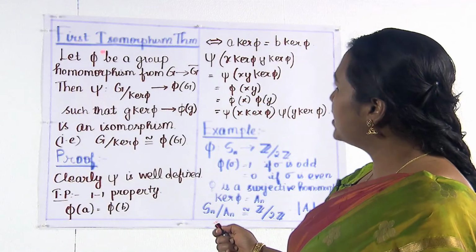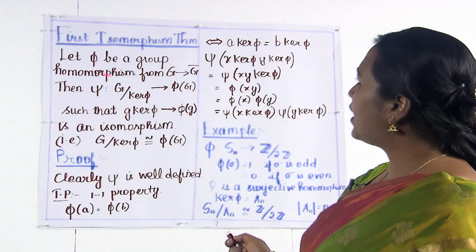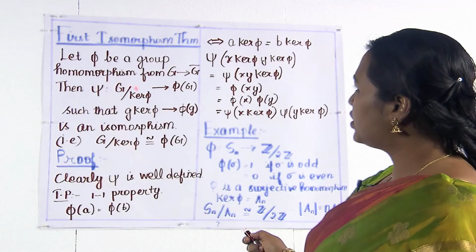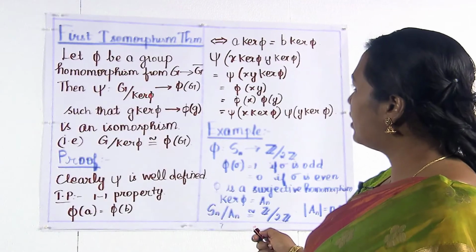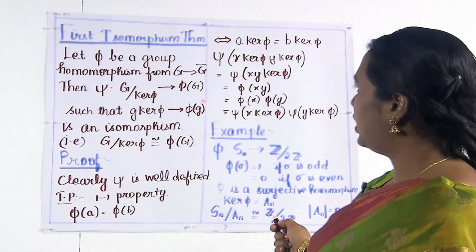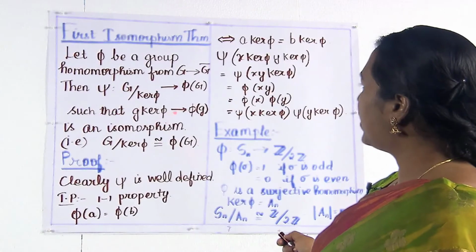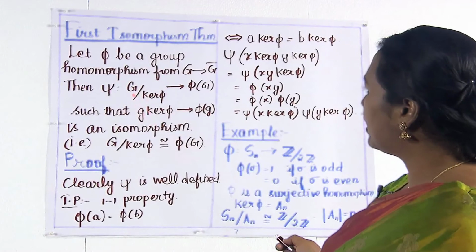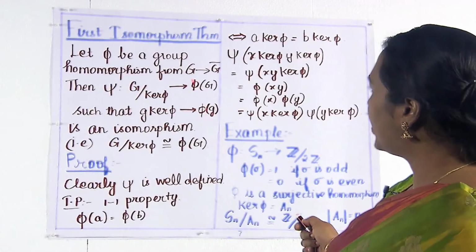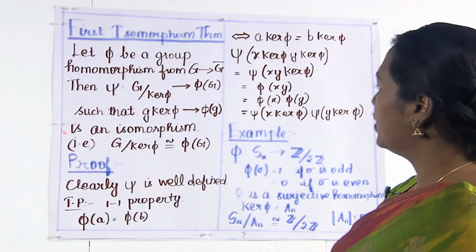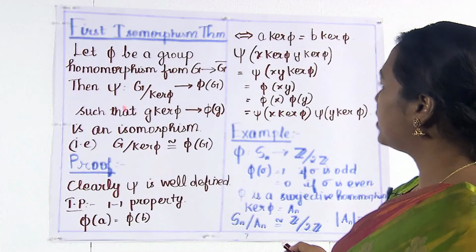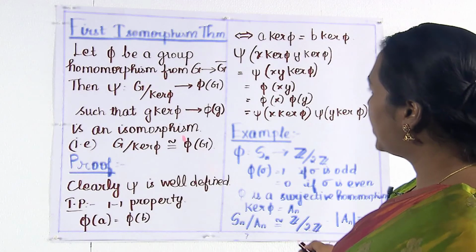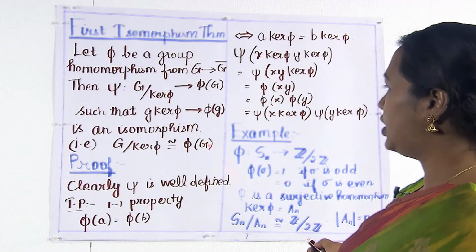We shall see the first isomorphism theorem. Let phi be a group homomorphism from G to G bar. Then xi, a function defined from G/kernel phi to phi(G), such that g kernel phi is going to the element phi(g). So, this particular function is defined like g kernel phi is going to phi(g), an element of phi(G). We have to show that this function xi is an isomorphism and this particular set G/kernel phi is isomorphic to phi(G).